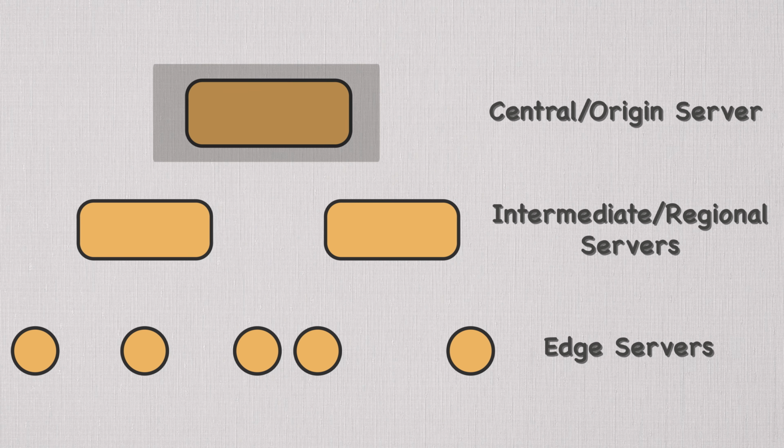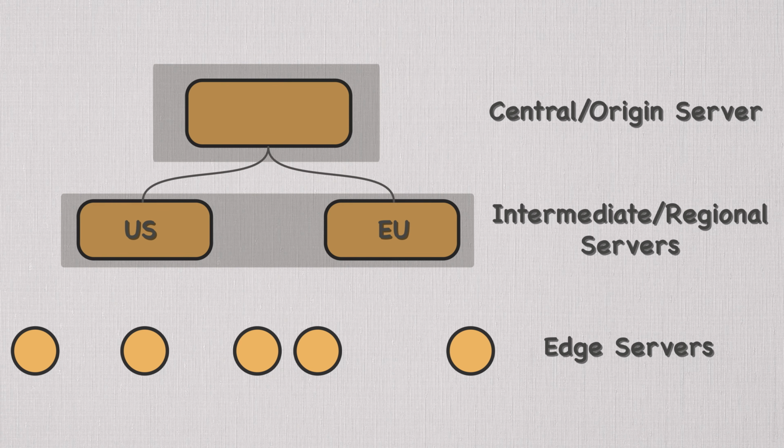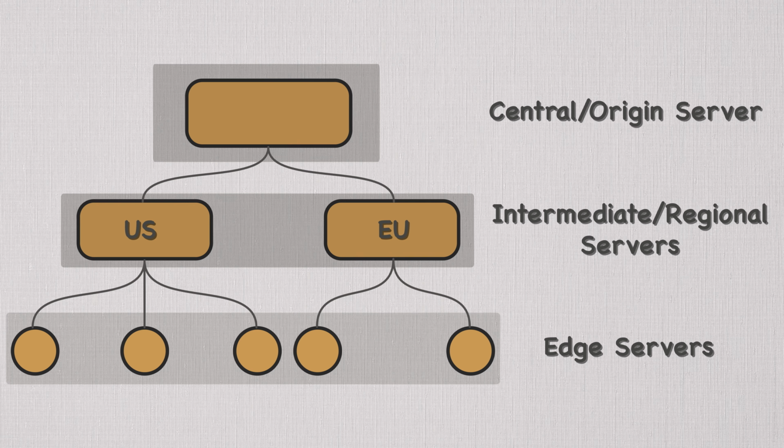The intermediate servers, also known as regional servers, are located between the edge servers and the origin server. These servers help to manage the flow of traffic between the edge servers and the origin servers and ensure that content is being distributed efficiently. The CDN edge servers are located at the bottom of the hierarchy and are responsible for caching and delivering content to end users. These servers are spread out across different geographic regions and are designed to handle a high volume of traffic. By caching content at the edge servers, CDNs can reduce the amount of traffic that needs to be sent back to the origin server, which helps to reduce latency and improve the overall performance of the CDN.